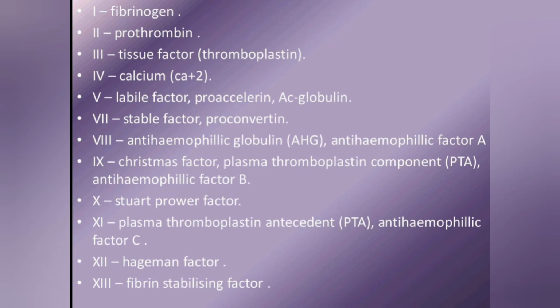Factor 10 is known as Stewart-Prower factor. Factor 11 is known as plasma thromboplastin antecedent or antihemophilic factor C. Coming to factor number 12, it is known as Hageman factor, and the 13th factor is known as fibrin stabilizing factor. There is no sixth factor. These clotting factors combined will cause the clotting of the blood, so that causes hemostasis.